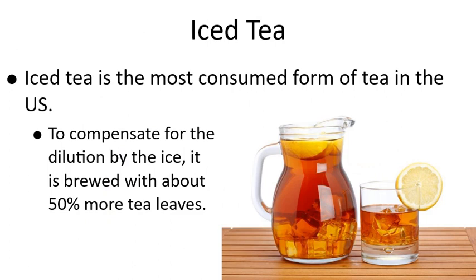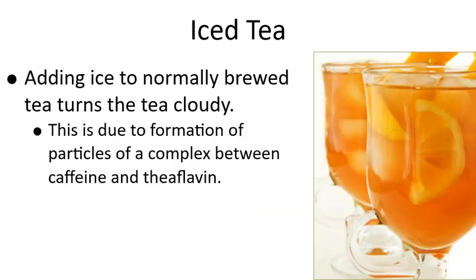The brewing process of this black tea is largely the same as for other teas, but to compensate for the dilution effect of melting ice, it's brewed stronger, with about 50% more tea leaves. Now, when we add ice to normally brewed tea, the tea turns cloudy. This cloudiness is due to the formation of particles of a complex between caffeine and theaflavin. These particles are harmless, but the negative impact upon the appearance of the drink means that in a commercially prepared iced tea, the manufacturer will either filter these precipitated particles out, or they'll add an ingredient that breaks up these complexes.